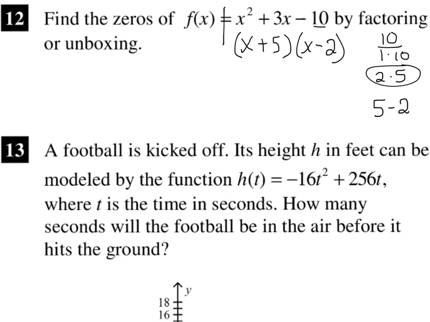Those are the factors. We need the zeros. So you set them equal to 0 and solve. In other words, you flip the signs. So one zero goes through negative 5, the other goes through positive 2.